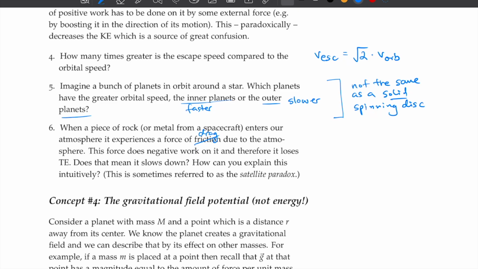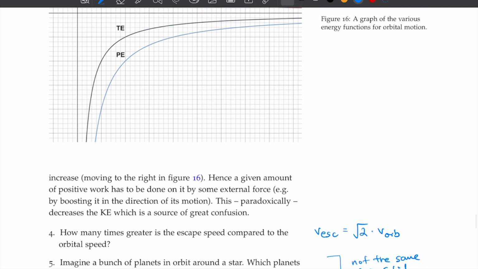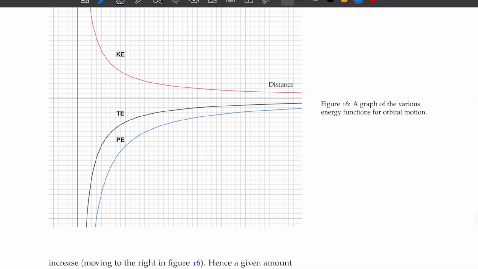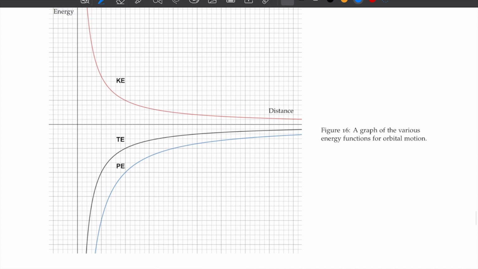But does it actually slow down, right? That's what we're used to thinking of when a block slides across a table. Friction slows it down, takes away kinetic energy. Well, in this case, it's a little bit different, and let's look at the graphs here. So say this chunk of rock or metal is in orbit around the planet, and has a certain amount of total energy.